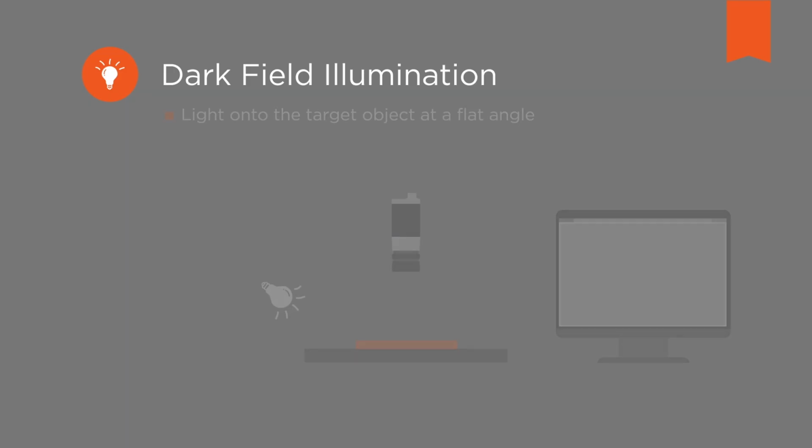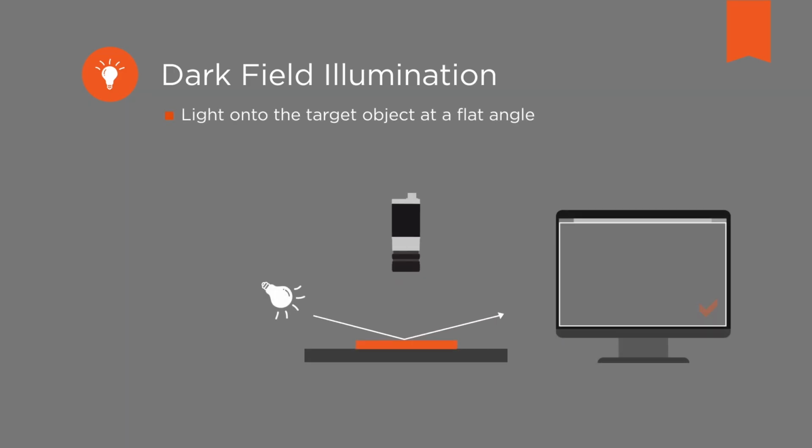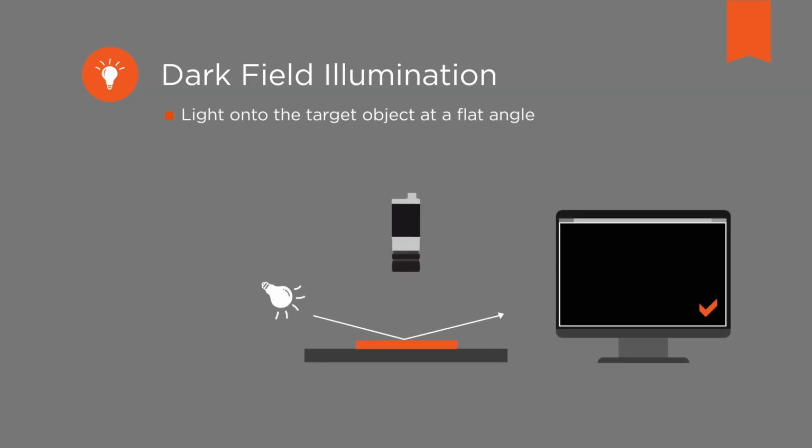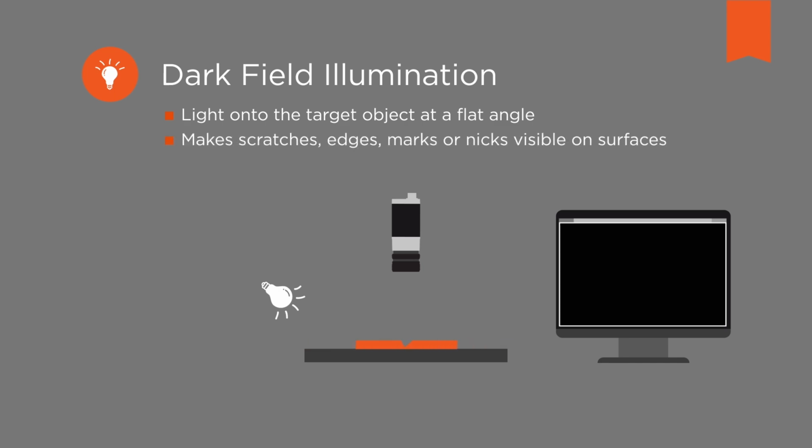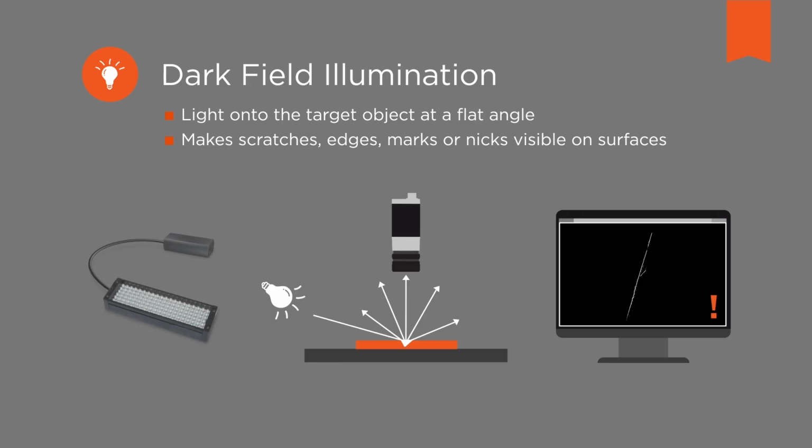Dark field illumination brings light onto the target object at a flat angle. Scratches, edges, marks or nicks on surfaces reflect the light back to the camera, so that these appear bright while the rest of the surface is dark. This effect can be achieved very well with a bar light.